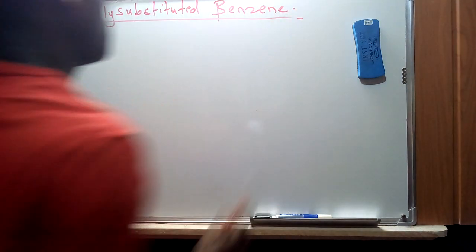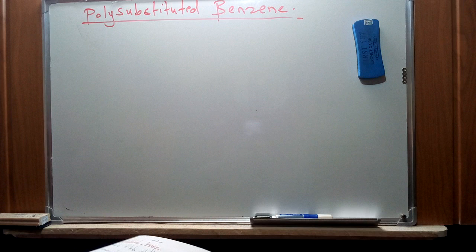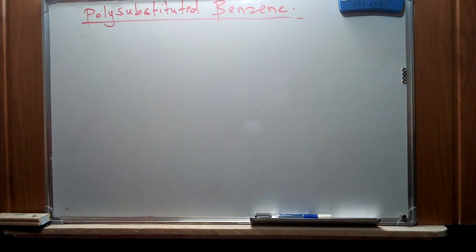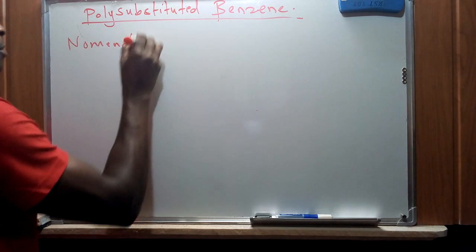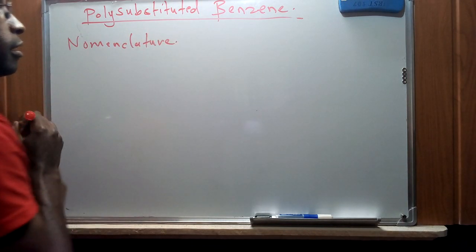So polysubstituted benzene means that it has substitution at more than two points, unlike the disubstituted benzenes we have talked about, which have substitution at two points. For poly, it's more than two points, which can be three or four. So for polysubstituted benzenes, there are different rules that apply from the nomenclature of maybe the aliphatic and organic compounds.